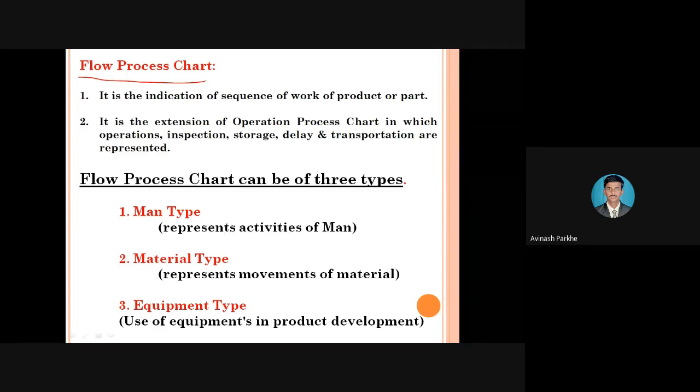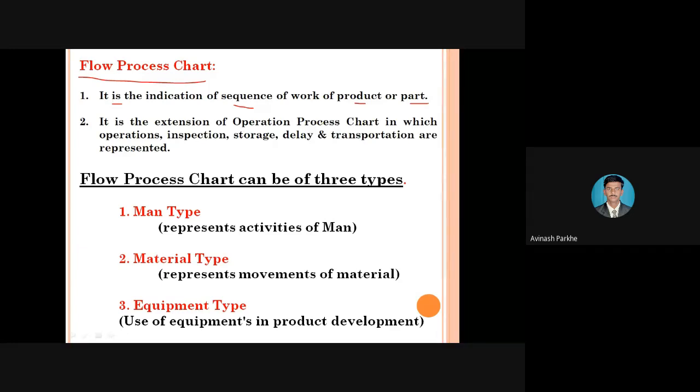And in addition, the flow of the equipment or the machines. Initially, the machine is doing the drilling operation. After drilling, it goes for chamfering. After chamfering, it goes for facing. So whatever the sequence of operations is, that is the use of the equipment to produce the product. That flow is also represented by this flow process chart. Here I have written that it is the indication of the sequence of work of the product or the part. Maybe initially we go for facing, then chamfering, then this operation, then the inspection, then we have to take the delay.